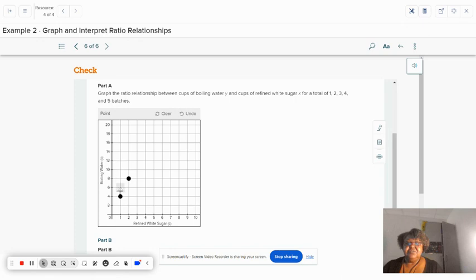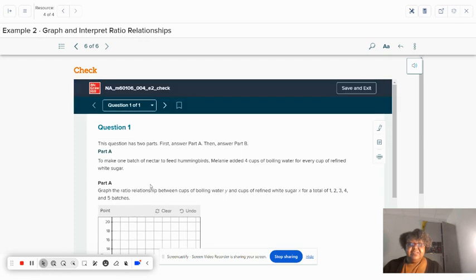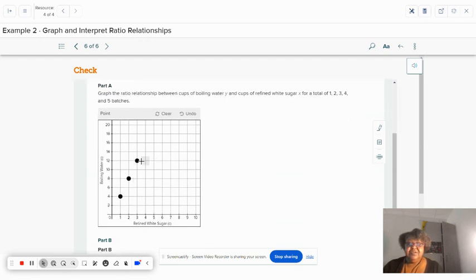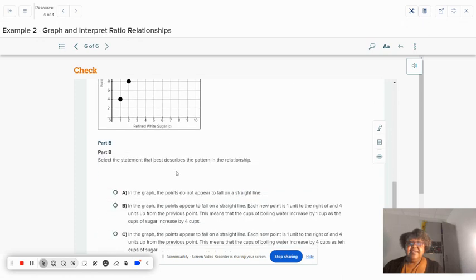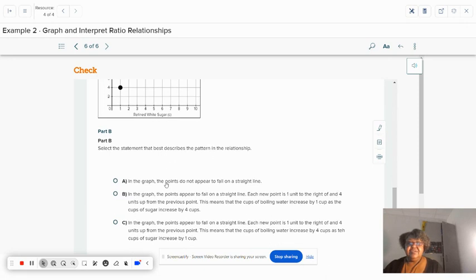Now you say, Miss Sledge, you just went up 2. That's 6, that's 8. Okay, or over 1 and up to 4. I can go over 1 and up to 4, because that's going in 2s. How many batches? For a total of 5 batches. So over 1 and up to 4, and then over 1 and up, over 1 and up. Okay, and so you would do that in your book, and then when it says describe the pattern in a relationship, you're going to pick one of these statements.